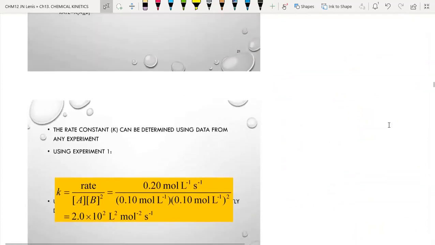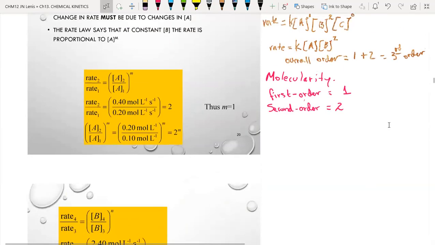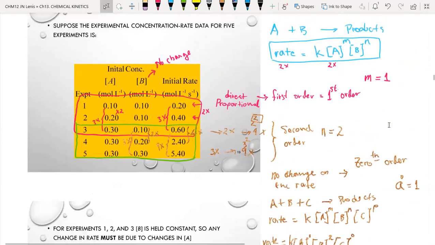So once we know the rate law, we can find the rate constant. Let me show you how to write it. We have not finished writing the rate law for that particular reaction. We just found the values of M and N using experimental data. But we need to find something else here. What is missing?